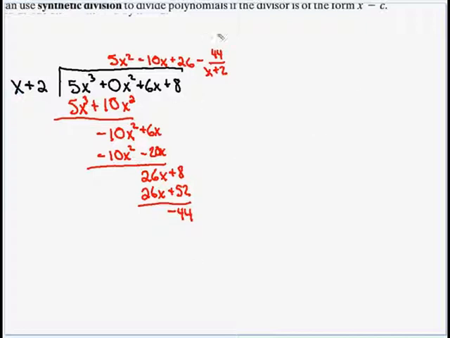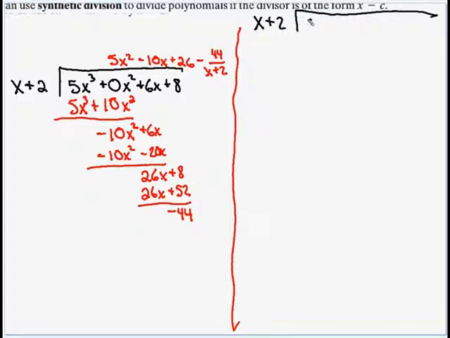And I'm going to come over here now. Make sure you put this in your notes. We're going to do a side-by-side of synthetic division. So I'm going to just scribble that same problem up here. Here's our x plus 2, and we were going to divide that into our bigger polynomial, 5x cubed, plus our placeholder, 0x squared, plus 6x plus 8. Let's see if synthetic division is easier.